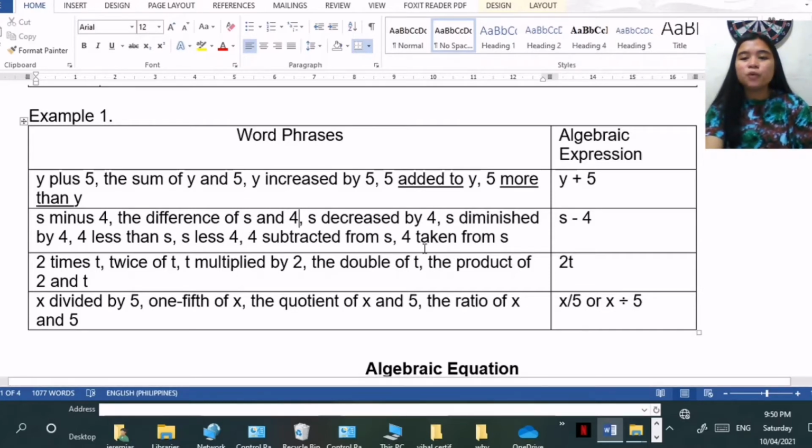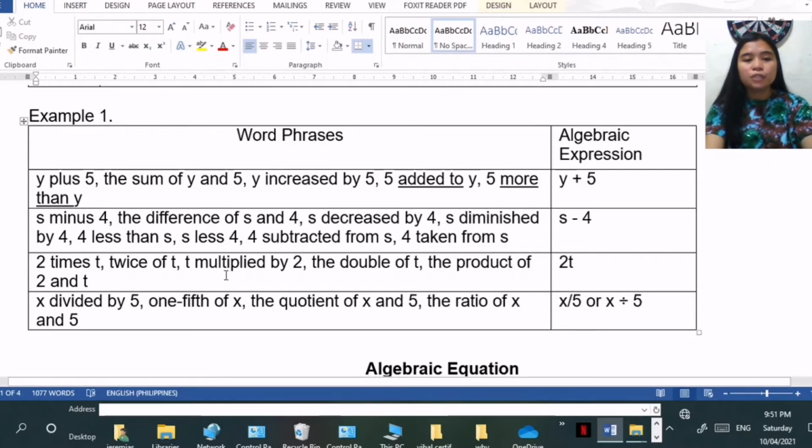Or, pwede namang 4 taken from s. Kapag ganyan, 4 taken from s, nauna si 4 bago si s. Pero pagdating dito, nauna na naman si s. Kasi nga, taken from. Okay po. So, si 4 ay tatanggalin mo kay s. Okay po. Kaya, mauuna dapat si s. Kasi nga, siya yung tatanggalan mo or babawasan mo.